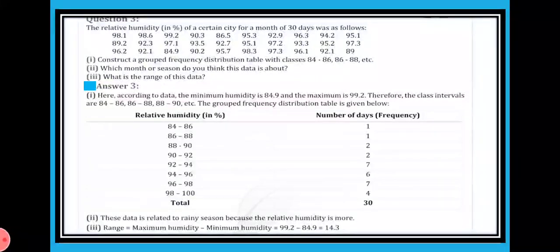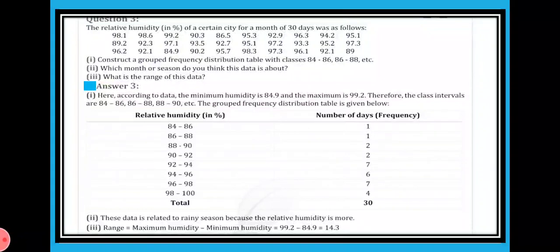Now for frequency, from the given data, check from 84 to 86 how many days are coming. We get 1 for the first class interval, that is 84 to 86. From 86 to 88 again we have 1 day. 88 to 90, we have 2 days. 90 to 92, frequency is 2. 92 to 94, frequency is 7. 94 to 96, frequency is 6. 96 to 98, frequency is 7. And 98 to 100, frequency is 4.